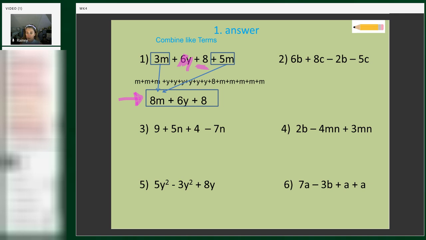Underneath number 1, I gave you some room down there. Now, if you have never done like terms before, focus in. The hardest part is making sure that we're following if it's adding or subtracting.